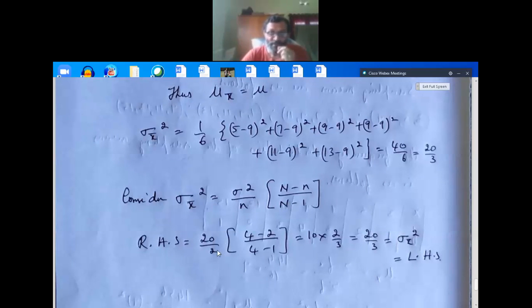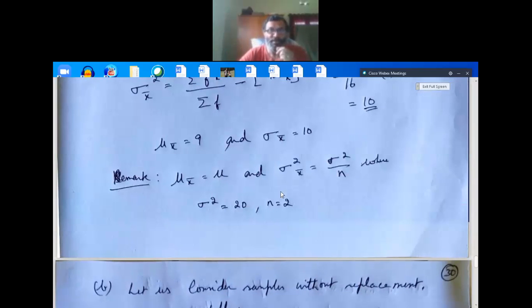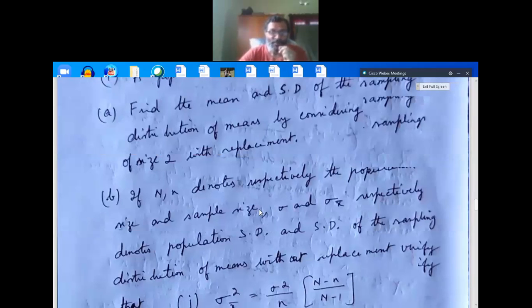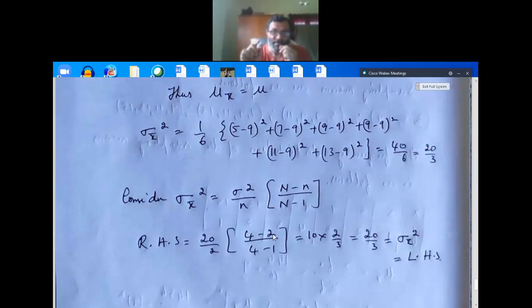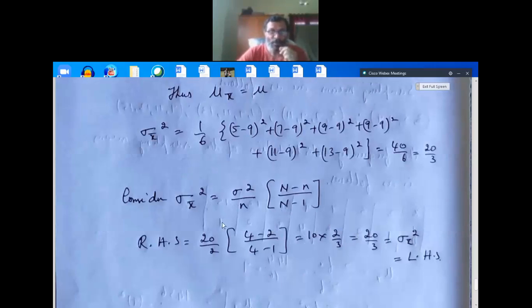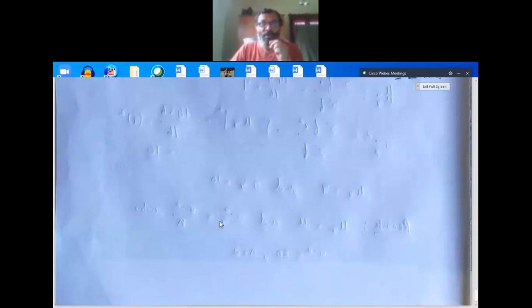By n is 2, size 2. Capital N is 4. Why 4? Because it is given in the question: 3, 7, 11, 15, so capital N is 4. Then 4 minus small n, the size you form without replacement, that is 2, divided by capital N 4 minus 1. We calculate and get 10 into 2 by 3, 20 by 3, and 20 by 3 is nothing but sigma x bar squared, the LHS. So we have proved the given result, that is, left hand side is equal to right hand side.